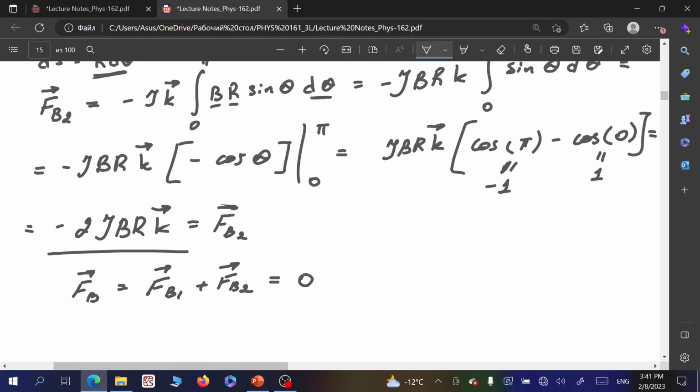However, as we discussed already, it doesn't mean that there is 0 torque exerted on this closed loop. And that will be our topic for discussion next time on Friday.